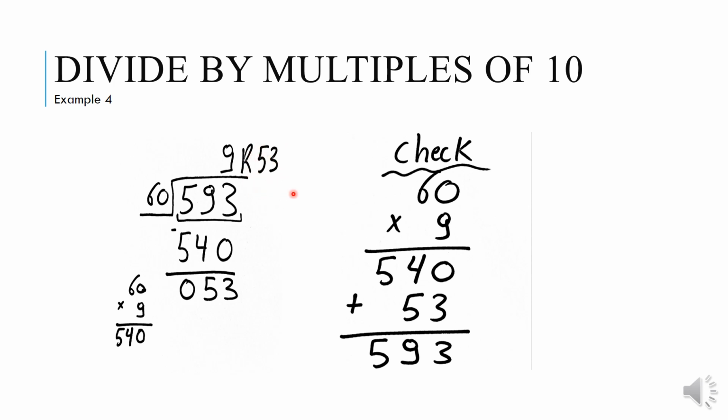Let's check our answer. 60 times 9 is 540. Let's add the remainder. We'll get 593. So please focus here. When the divisor is greater than the first 2 digits of the dividend, you have to take 3 digits from the dividend.